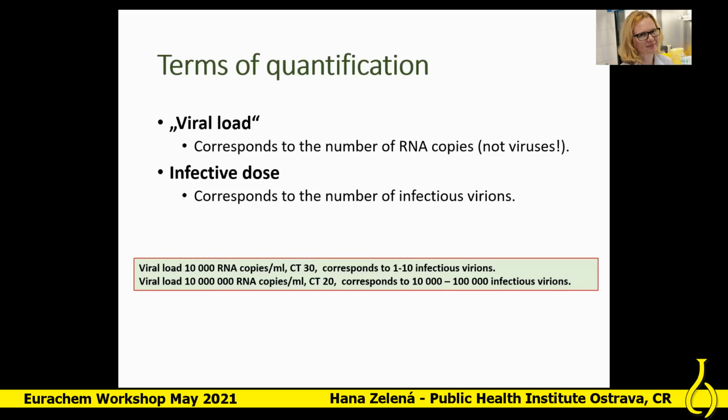When you want to describe the number of viruses, you have to talk about infective dose, which really corresponds to the number of infectious virions. As we have seen in the previous slides, the number of viruses is much lower than the number of the RNA molecules. So next slide, please.